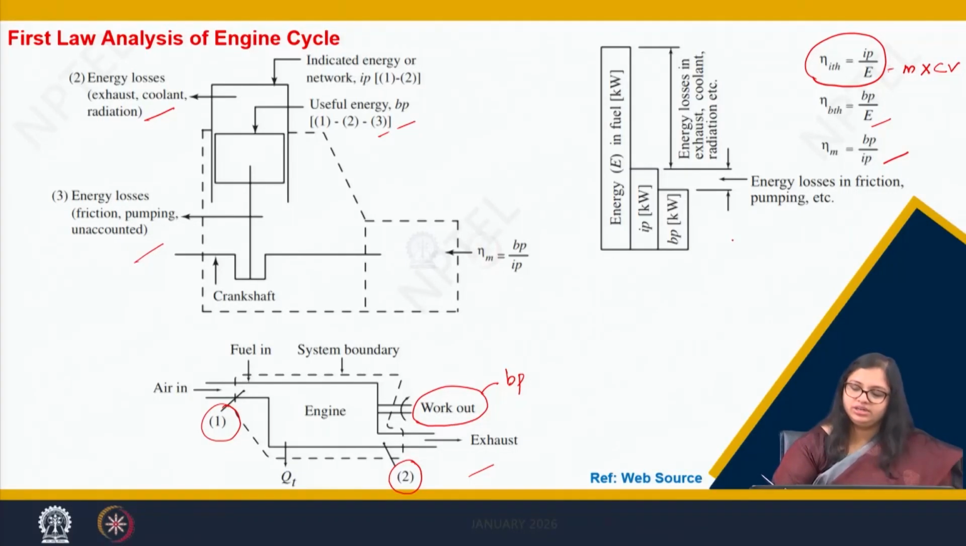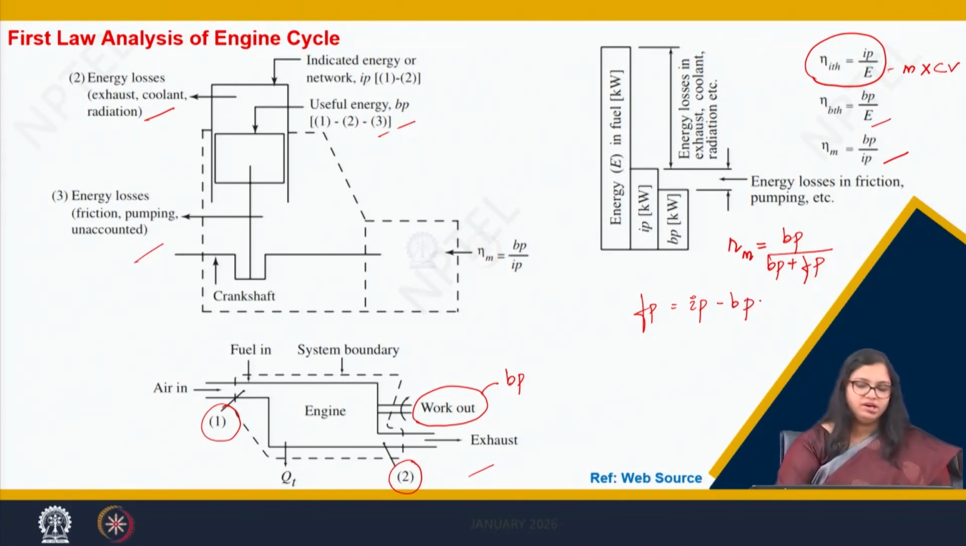So now here your mechanical efficiency is equal to brake power by indicated power. This indicated power is brake power plus frictional power. So what do we understand? My frictional power is nothing but indicated power minus brake power.